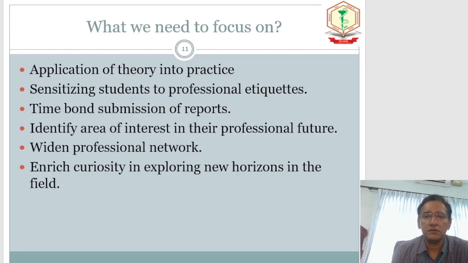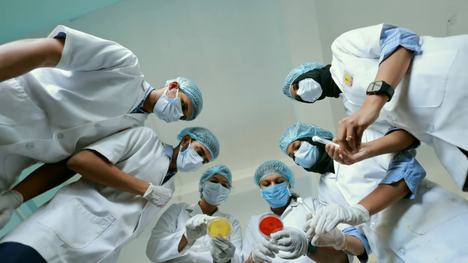Now, what we need to focus on is mainly how we convert the theory into practice, and also we have to enhance, augment the students' professional etiquettes. So it is not just the books and the syllabus, it should be more than that.